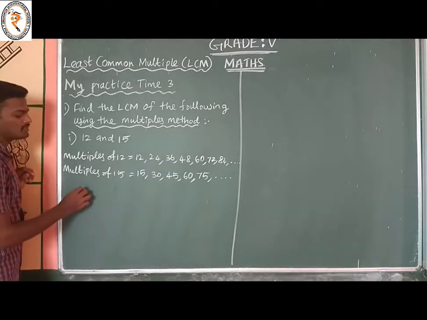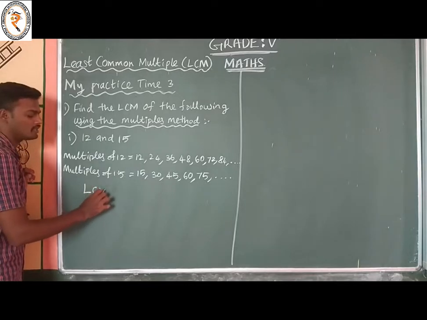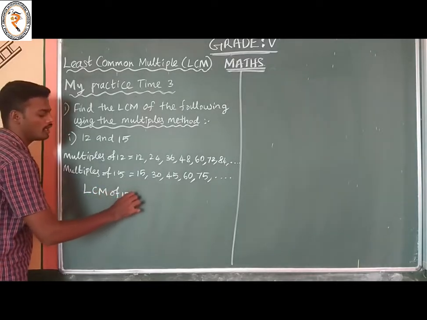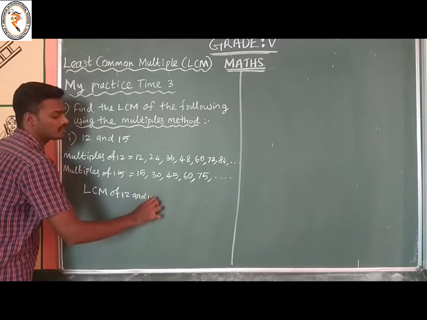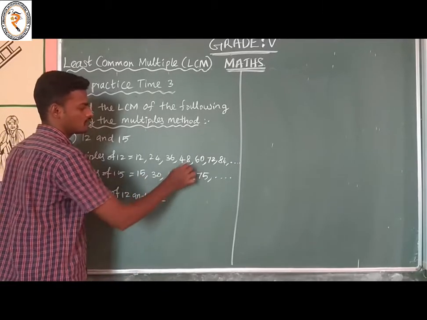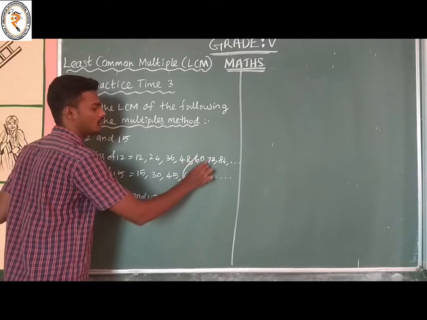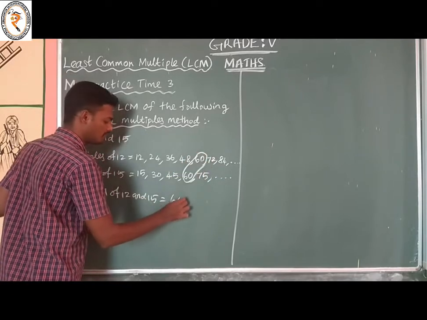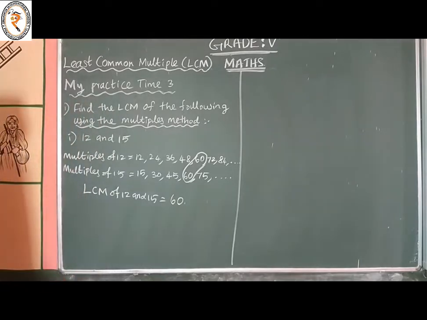The least common multiple is called LCM. The first common multiple of 12 and 15 is 60. Therefore, the LCM of 12 and 15 is equal to 60.